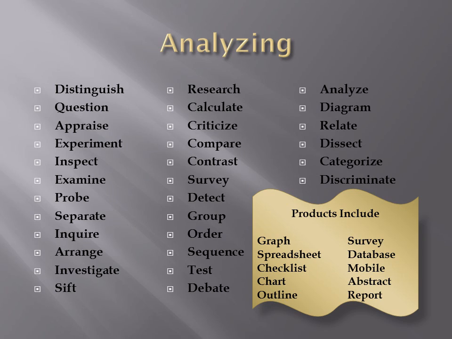You can see from the verbs here some things that they might be doing. They may question, appraise, they may inspect, they may be probing, they may be sifting through information, or calculating, or criticizing. Products that might include, they may be making a graph, checklist, charts, databases, a mobile, they may make an abstract outline, a report, something along those lines.